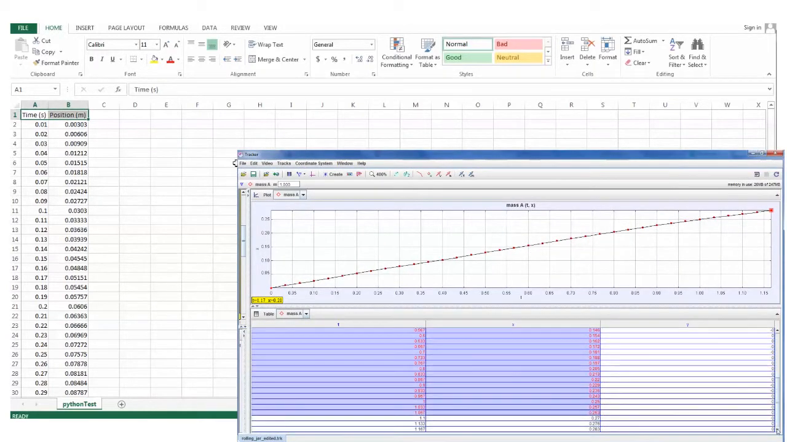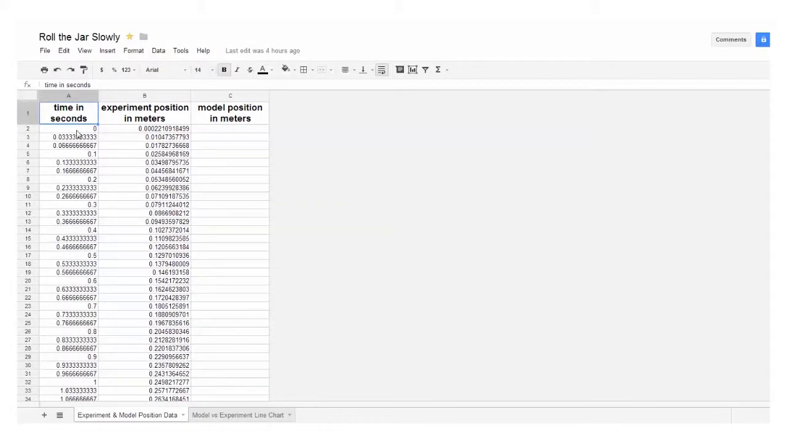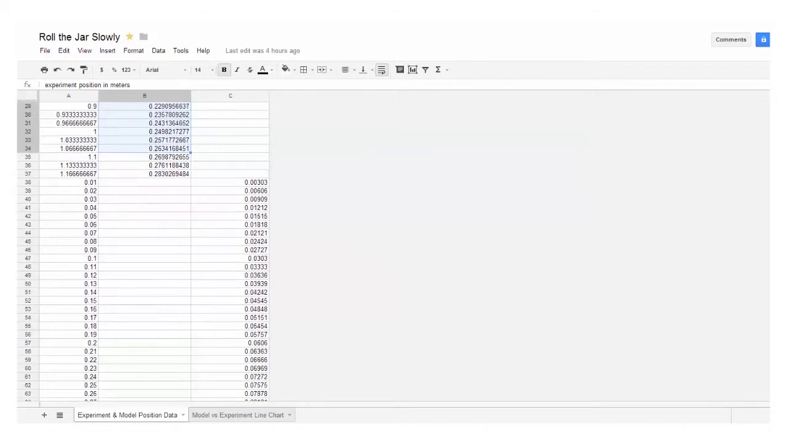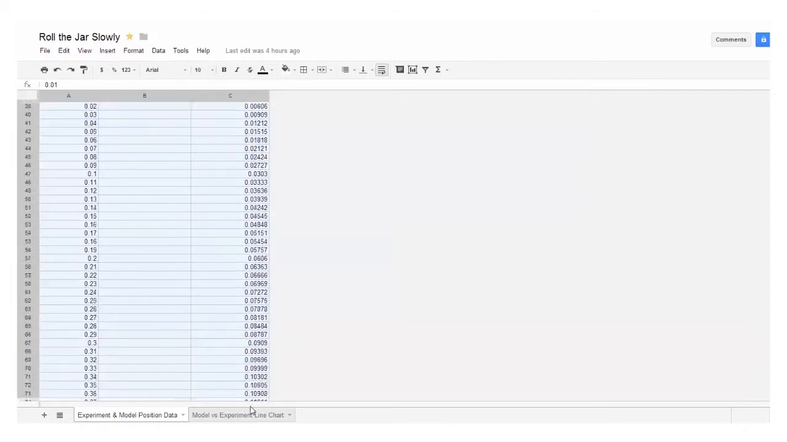Now I'm going to compare my experimental data with the model data. In Google Sheets, I put my actual experimental data into the spreadsheet by copying and pasting it from Tracker. Then I copied and pasted the model data to predict my jar's motion. This data came from the CSV file generated by VIDLE.